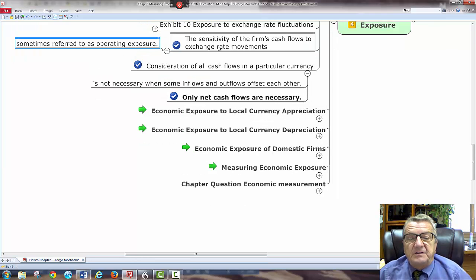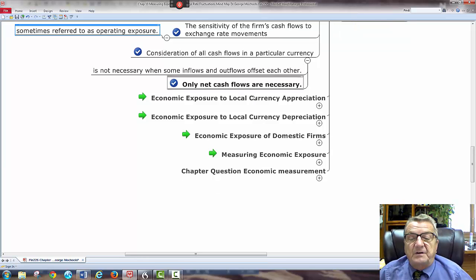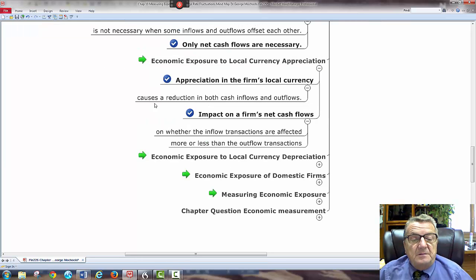Okay, so we have this sensitivity to all forms. Consideration of all cash flows is not necessary because inflows and outflows offset, and only net cash flows are necessary, right? Coming in, that's what I'm looking for. Economic exposure to local currency appreciation. A.